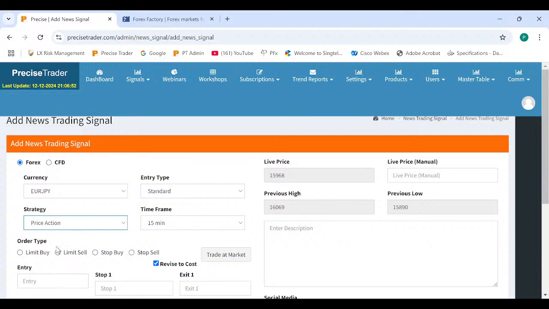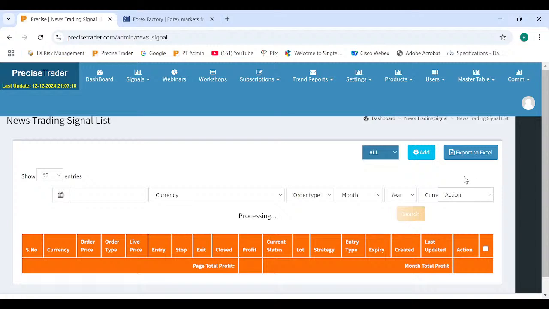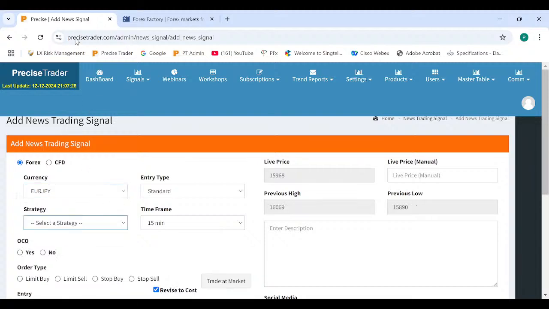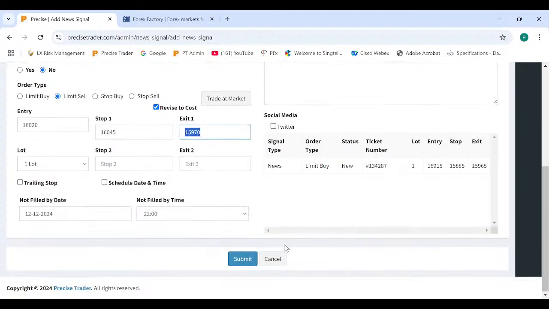For the euro data, and also the PPI, 159.15, stop at 158.85, and target 159.65. This is one trade. Then we will try to sell euro yen at 160.20, stop at 160.45, and target 159.70.